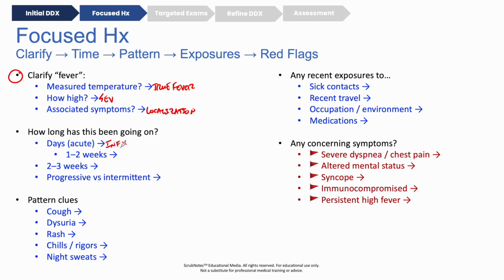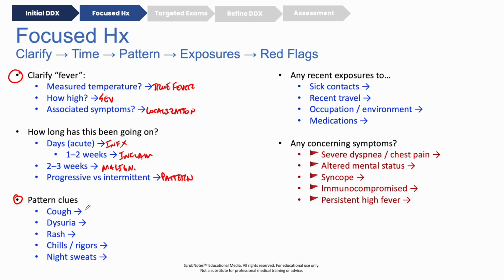Next, we want to inquire about how long the fever has been going on. Is it acute? That's more likely an infection. 1 to 2 weeks, that's leaning towards inflammatory. 2 to 3 weeks, more concerning for a malignancy. And if it's progressive versus intermittent, that's a key pattern clue.